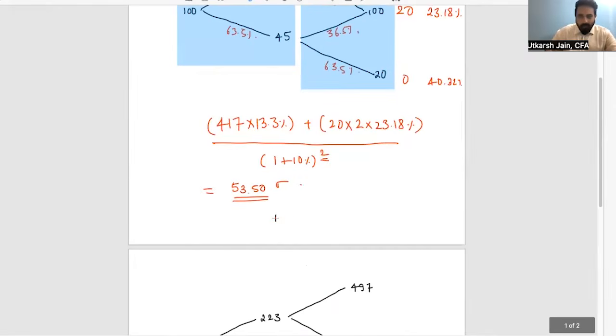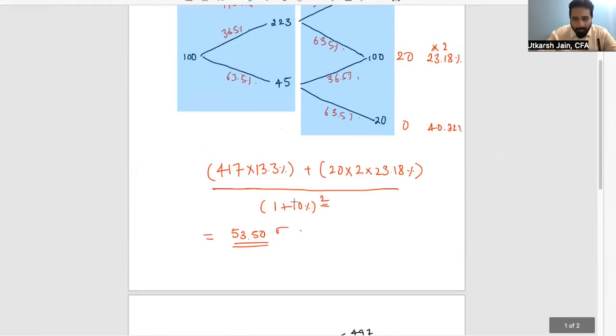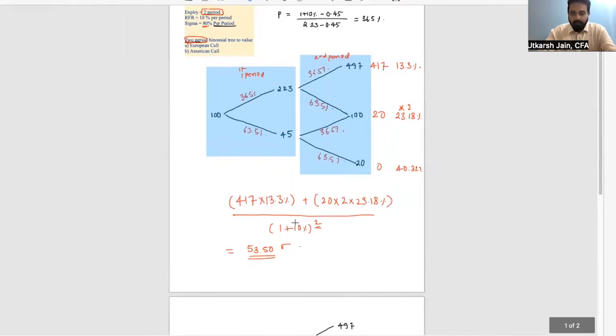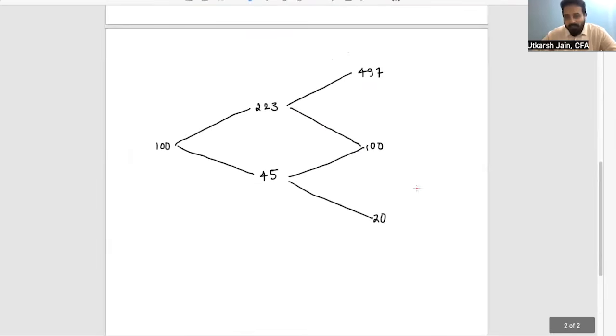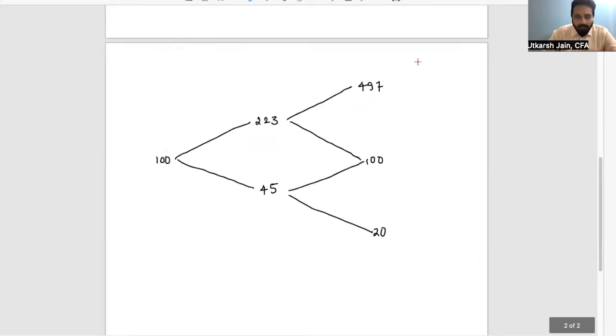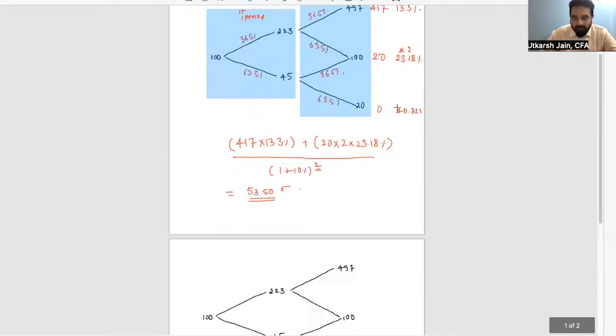So I need to discount it backwards for 2 periods. So that's the logic here. Are you guys okay with this? Okay. So now we have this American options, right? How do you do American options? You have to use a different technique called backward induction. I'm quickly going to show you how to do this.